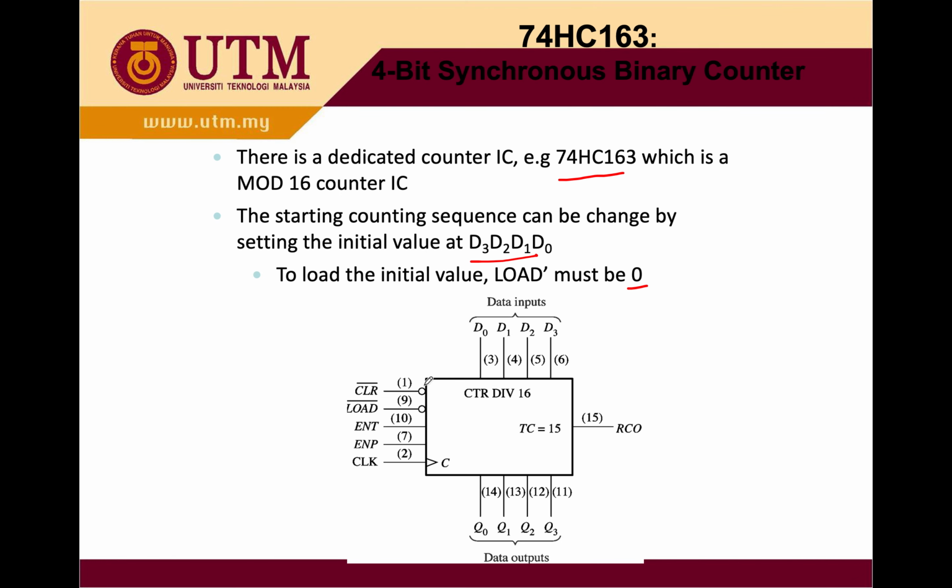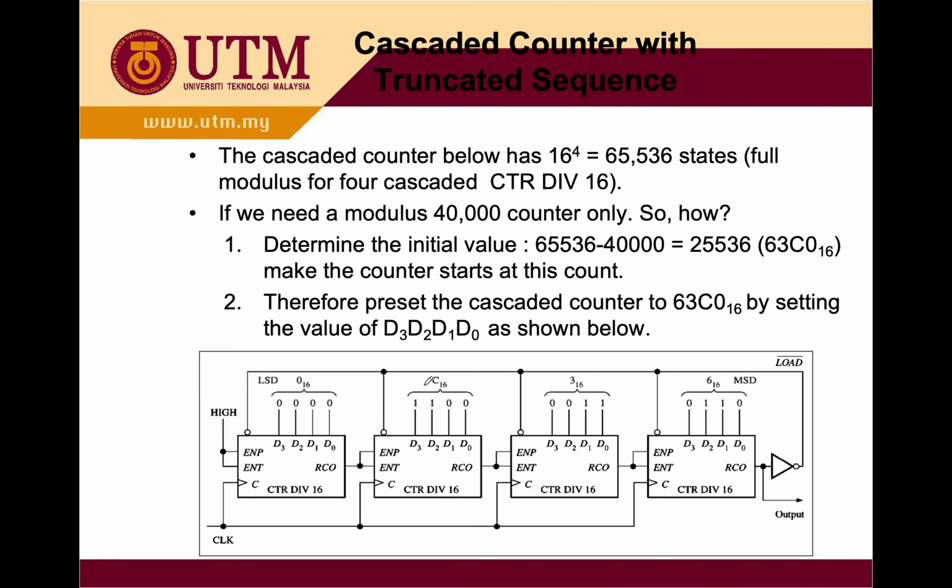So this is just an example on 4 bits, IC 74HC163. So, a cascade counter with a cascade sequence. The cascade counter below has 16 to the power of 4 states, a full modulus for 4 cascade. So you can see you have 4, 1, 2, 3, 4.